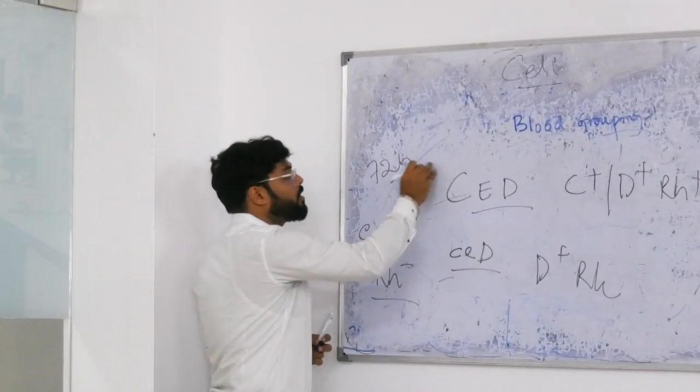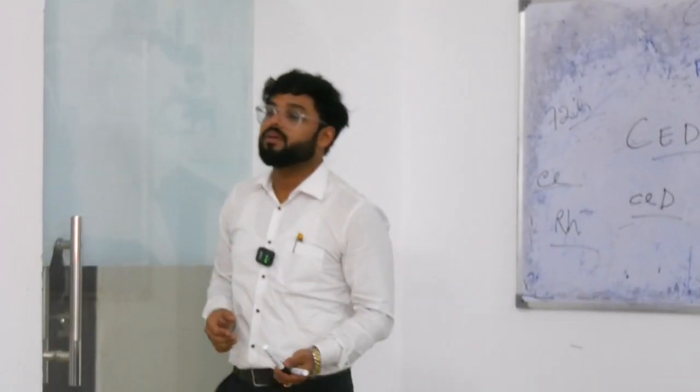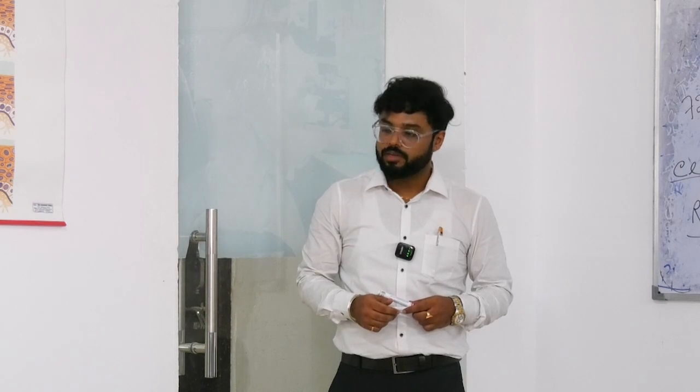Okay, so to prevent erythroblastosis fetalis, within 72 hours of antecedent exposure of Rh positive blood, anti-D immunoglobulin should be given. 300 microgram anti-D immunoglobulin is given.